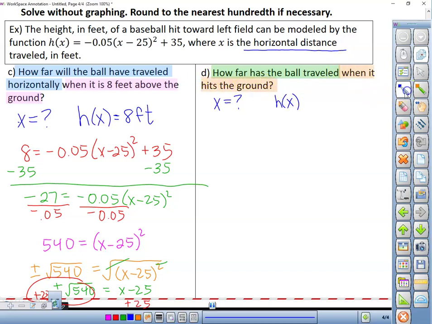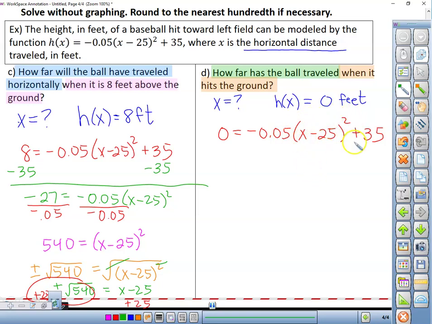So h is our height. So if the ball has hit the ground, we know its height is measured as 0, and in this case 0 feet. All right, so now that allows us to set up our problem. So we're now going to get 0 equals negative 0.05 times x minus 25 quantity squared plus 35. So now we begin the solving process. So again, before we take our square root, we need to get this x minus 25 quantity squared by itself. So we're using our undoing algebra.